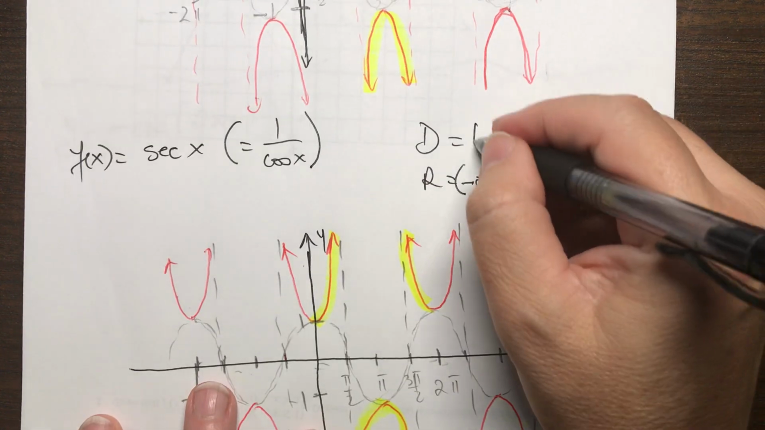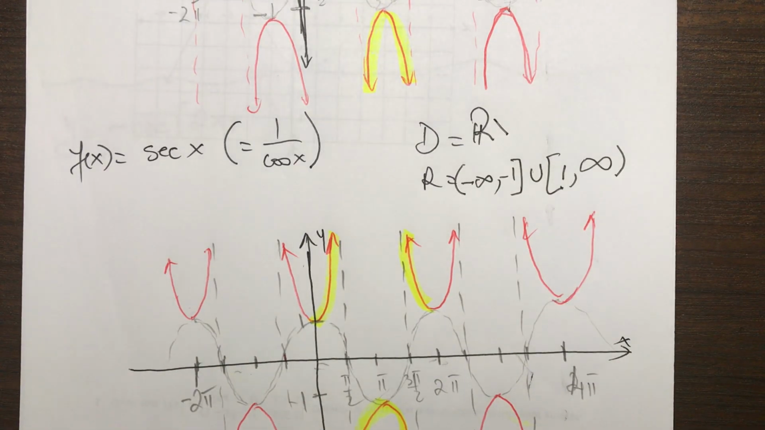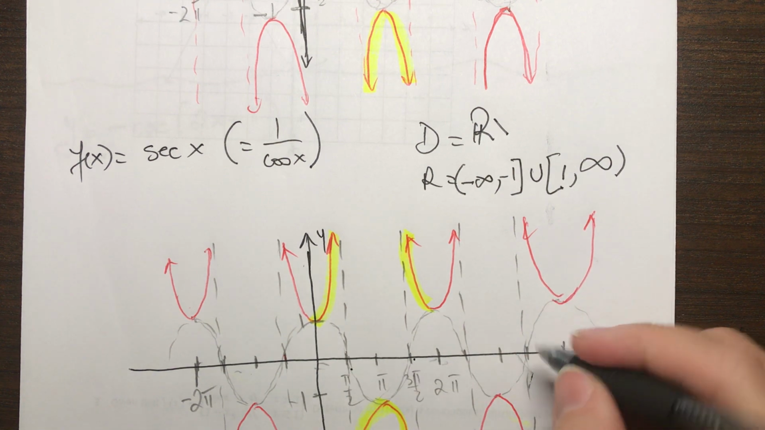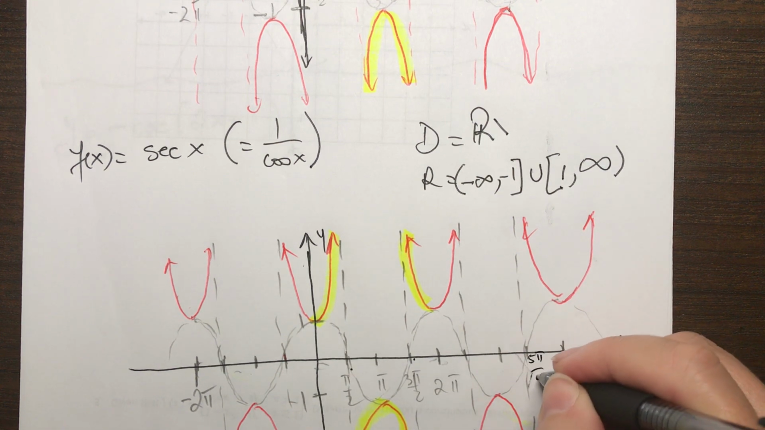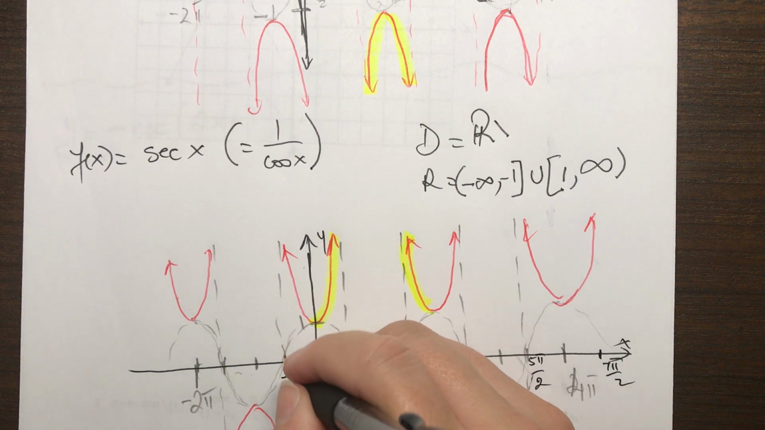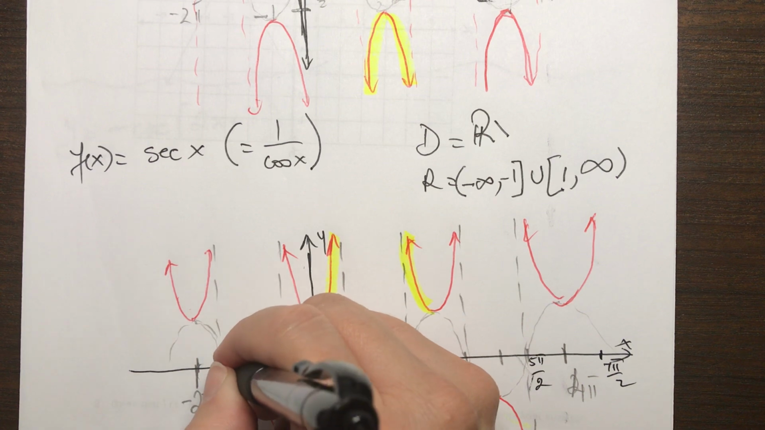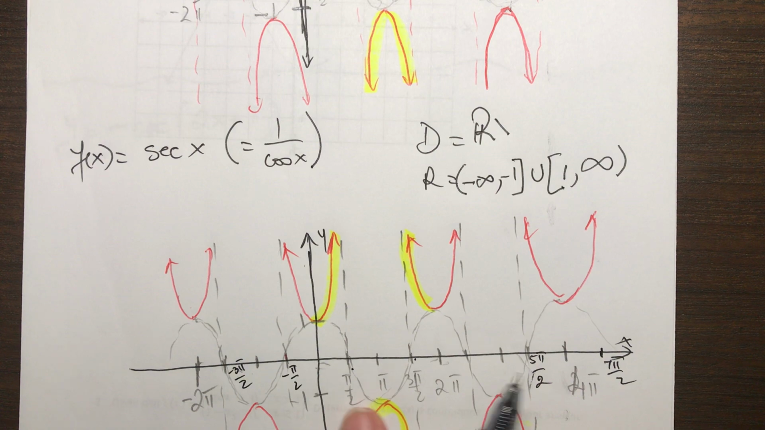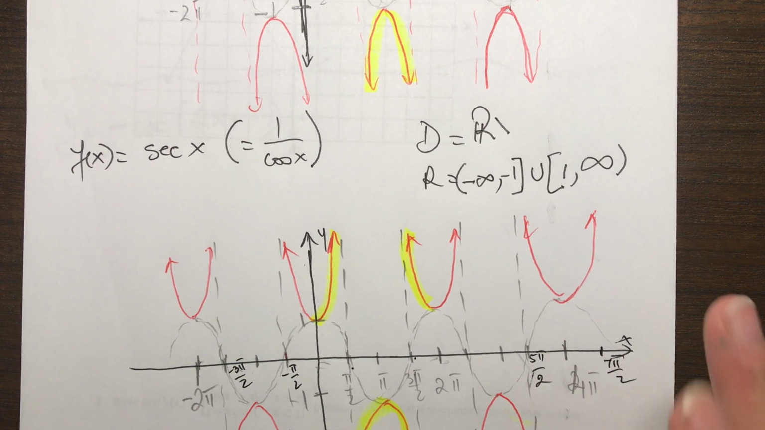But what's the domain? As you see, we're skipping over values. Which values are we skipping over? Pi over 2, 3 pi over 2. That's, by the way, 5 pi over 2. 7 pi over 2. So you might notice -1 pi over 2, -3 pi over 2. So as you might notice that we are skipping over every odd, right? Not 2 pi over 2, because 2 pi over 2, that's pi, yes? So 1, 3, 5, 7, all the odds.